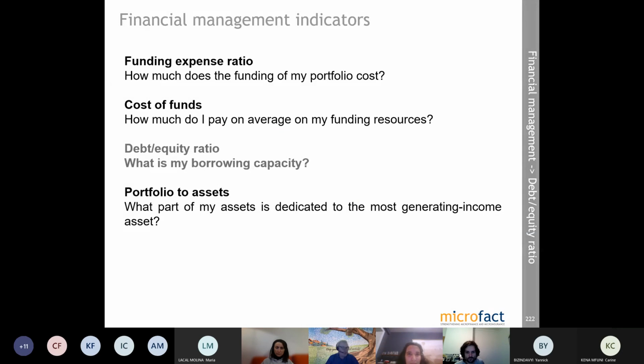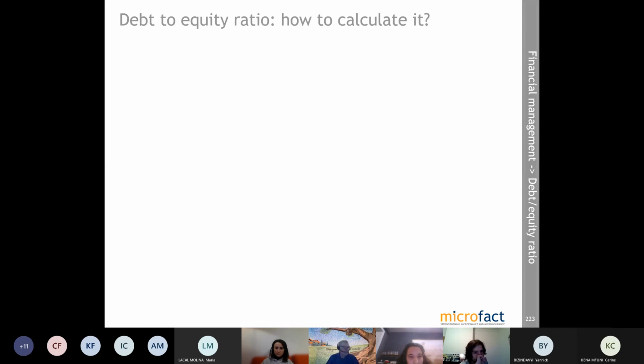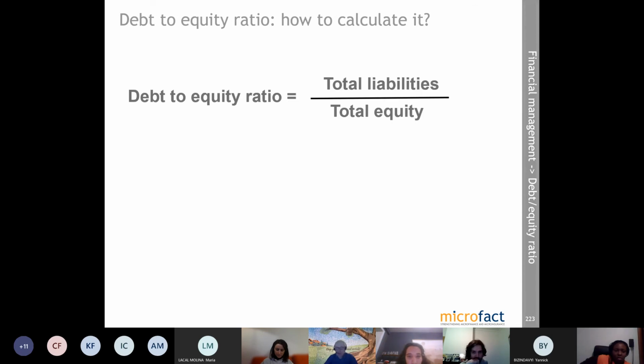All right, let's finish this evening with these two indicators that are the easy ones. That's the debt to equity. It's a very easy one. You take all liabilities divided by equity. And this is how much leverage effect you can have with your equity. How much debt can you mobilize? How much liabilities can you mobilize?